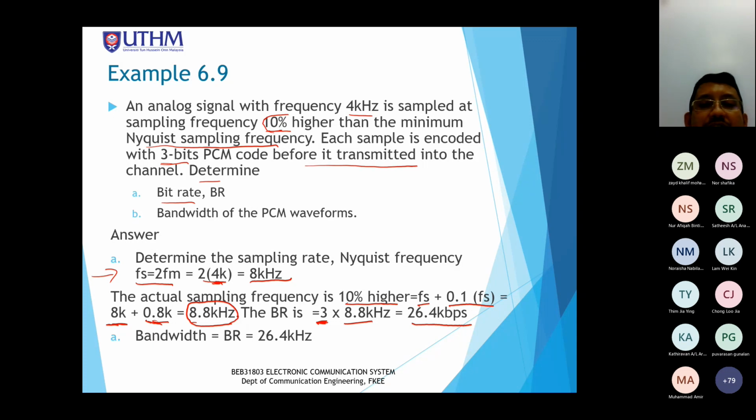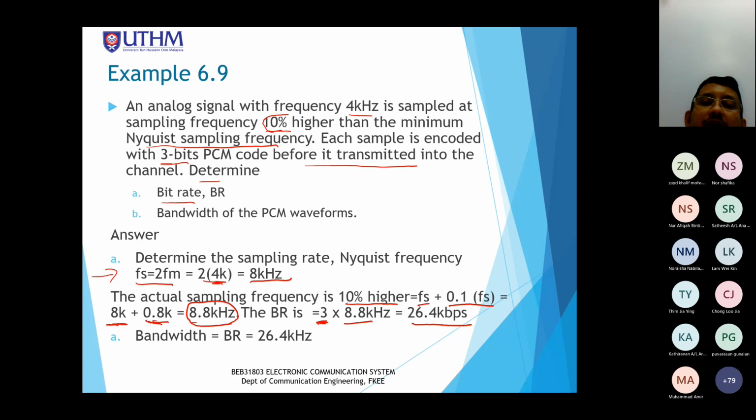Okay, so we just need to multiply the sampling rate with the number of bits. If you see from here, the way we calculate the 10% is minimum sampling rate plus 10% higher. That means 8 kilohertz plus 0.8 kilohertz, so we get 8.8. In the previous semesters, students tend to make careless mistakes about this.